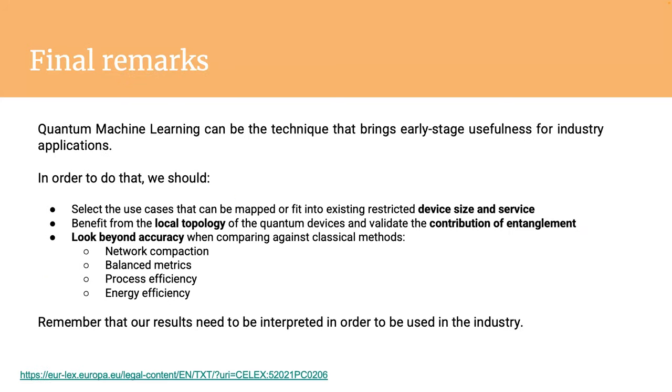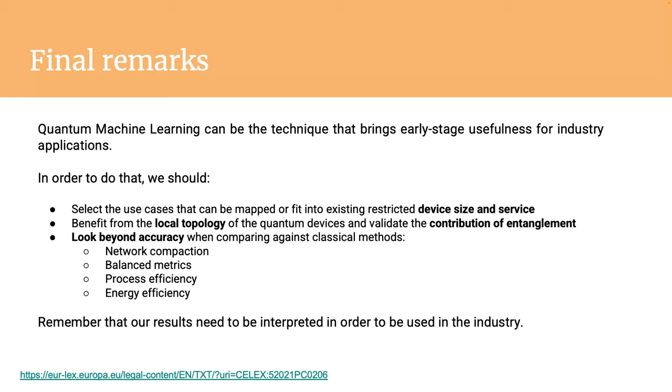And as final remarks on this, it looks like quantum machine learning could be that thing that brings early stage quantum usefulness to the industry. But I would say that in order to do that, we need to select the use cases that we are posed with, together with the devices that they will run on. Devices and services that we will be using, in particular, so that they benefit from the local topology and the service specification, let's say the type of device we will be using, and also understand how this specific hardware and this specific setup contributes via entanglement to the overall scope of the use case.